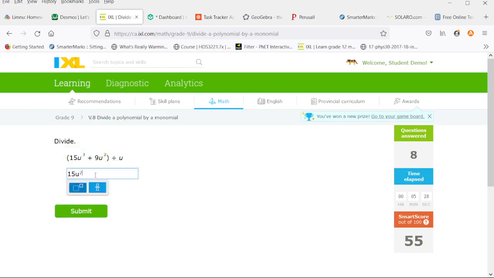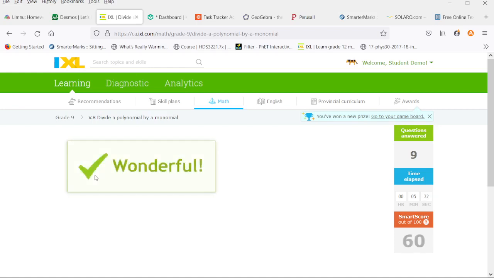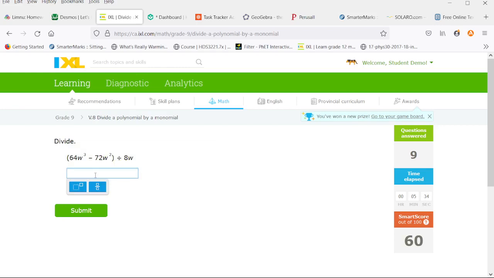That's 15u squared plus 9u. And notice I'm not using the mouse for the exponents here. I'm using the caret on the shift 6. And here we're dividing by both w and by 8. Now here we got 10 questions in with a smart score of 64. So we're going to divide by g.